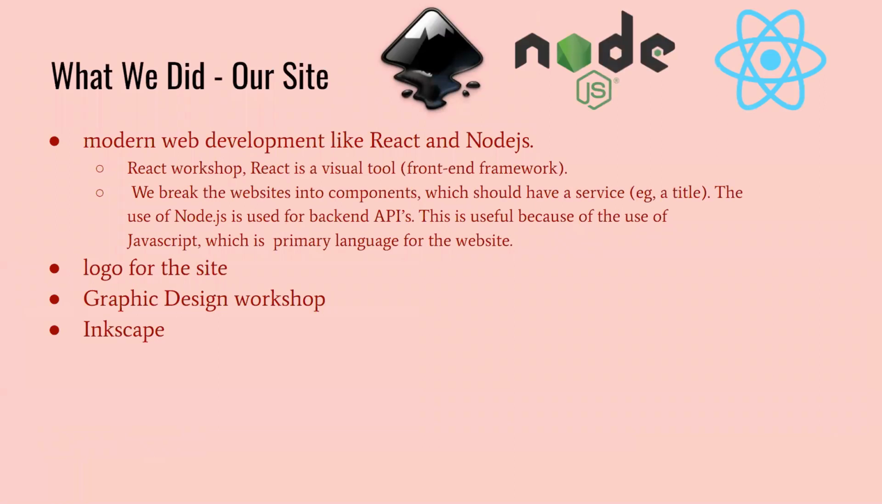So what we did on our site. For our site, we use modern web development using React and Node.js. At the hackathon, there were React and web development workshops that were really useful for a few of our members. React is a visual tool mainly used as a front-end framework. We broke the website into components, for example a service or a title. Node.js is used for backend APIs. This was really useful because the primary language was JavaScript, and it was able to give a more modern look.